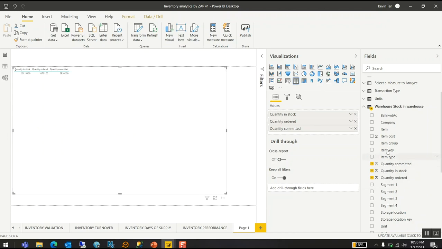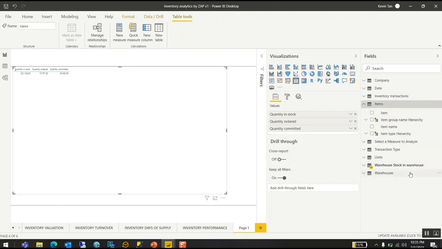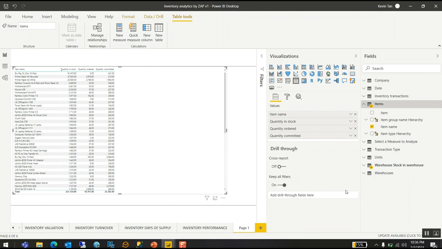Now what I'm not seeing is the items. So I'd like to go into items right here, and I do want to see this data by item name. So just highlight item name, and I see the breakdown of it by item name. Now the item name should be on the very left panel because I want to see item name against all the measures. So all I need to do is just drag that to the top like this. Okay.